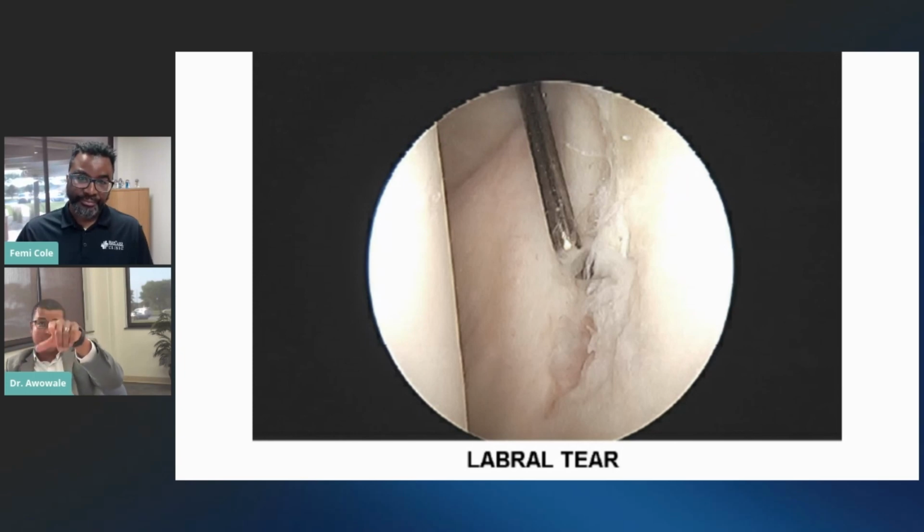And so that labrum is all that tissue to the left of that black instrument, and I can see that there's actually a hook on the end of that you can't see because it's in the other end of the tear. So that essentially is that Bankart tear that we talked about. That should be acting as a bumper, not allowing the ball to slide out the front, but it can in this case because of that tear.